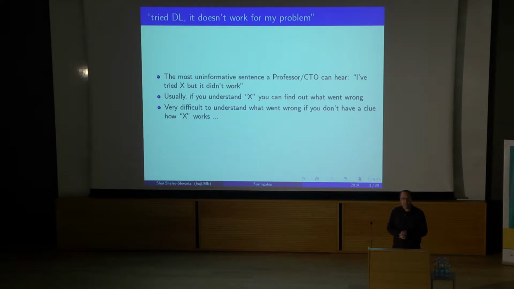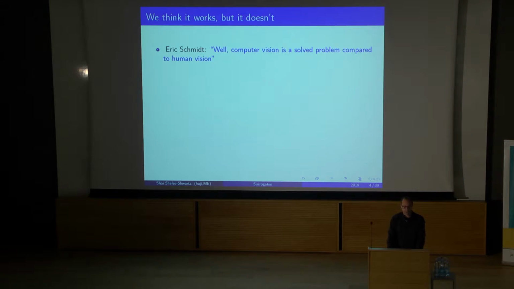But if you understand X, you can find out what went wrong. You can ask the student, okay, did you do this or that? And then you can understand what went wrong. But if you don't have a clue how X works, then you have a problem. And this is what happens in deep learning. Sometimes we think that deep learning works, but it doesn't.